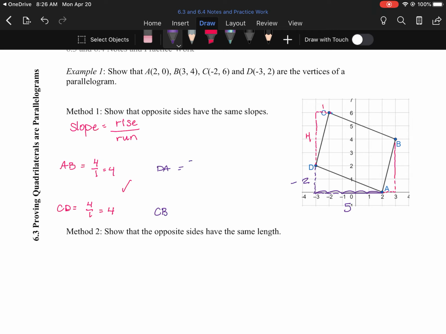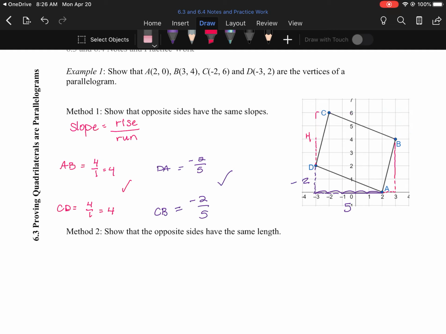So D to A is negative 2/5. Now C to B, I'm going to go over 1, 2, 3, 4, 5. But then I'm going down 2. Don't forget, down is also negative. So we also do rise over run. So that's also negative 2/5. So first method, done. That's why this is sometimes the favorite to some people.